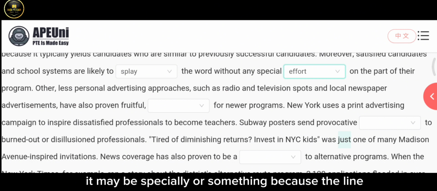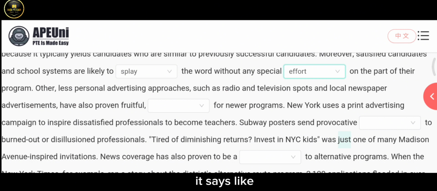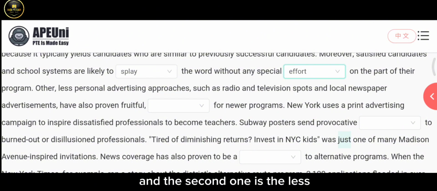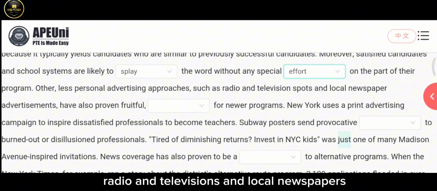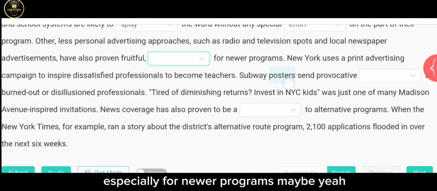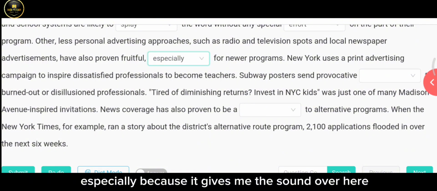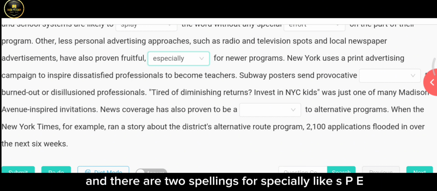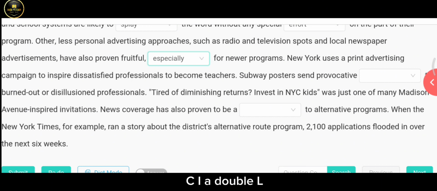It may be specially or something, because the line says other less personal advertising approaches. It means they have some approaches that they apply to recruit someone. If I say one of them is word of mouth, and the second is the less personal advertising approaches such as radio, television and local newspapers, they have also been proven fruitful, especially for newer programs. Maybe yeah, especially, because it gives me the sound over here, and also it's after a comma, so it can be a kind of connector, but over here it's an adverb, representing programs which are special. And there are two spellings, SPECIALLY and this one.